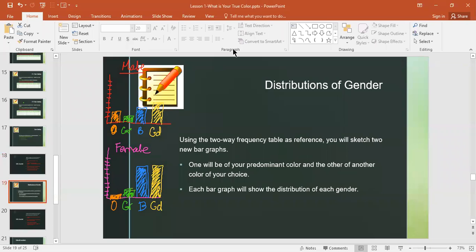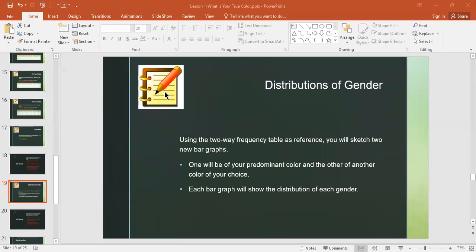So I'm going to erase my bar graphs here. So the next set of bar graphs we're going to do is we're going to be looking at the distributions of gender, but we're going to be actually subsetting. Okay, we're going to be subsetting by color now. Okay, we're going to be subsetting by color. So what does that mean?